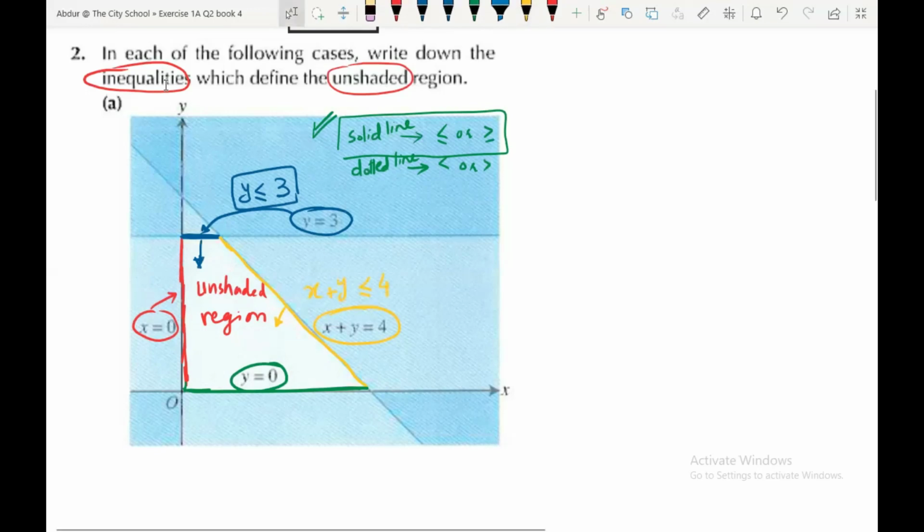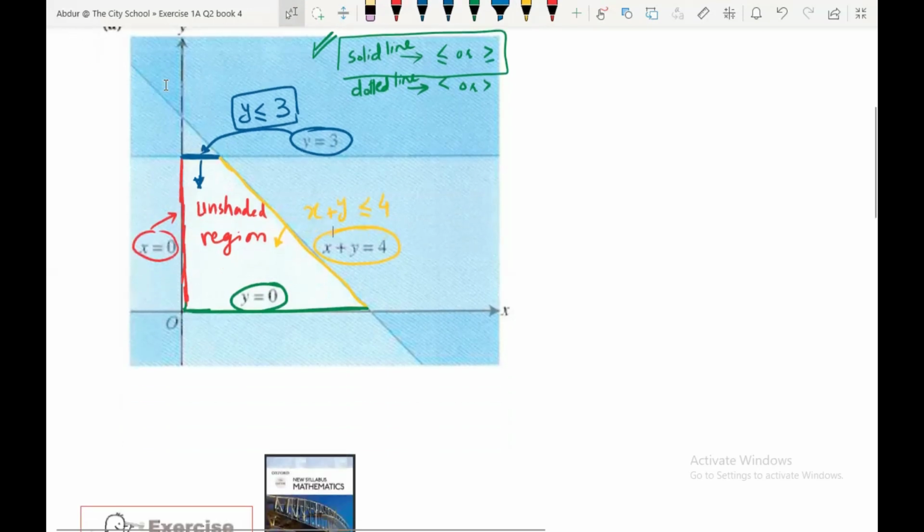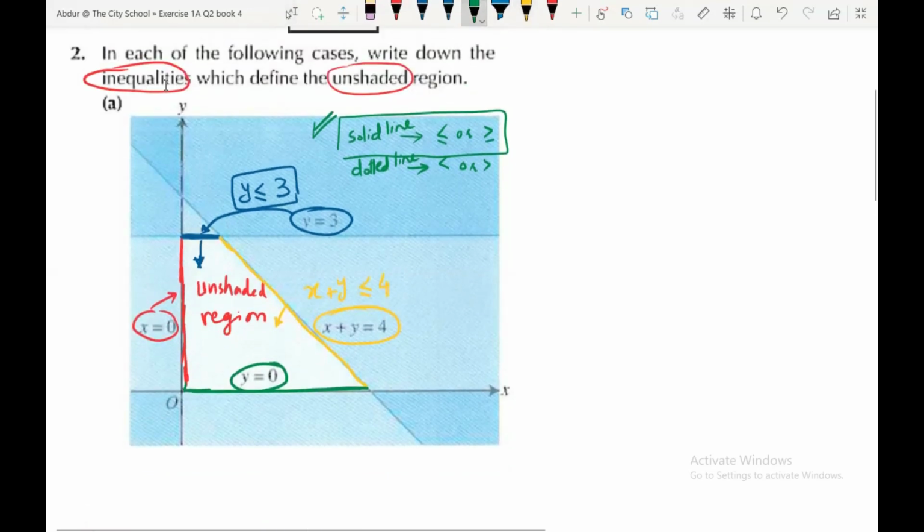Now for the green line, observe the unshaded region is above the green line. The unshaded region is above the green line. So you have to replace this equal to sign with greater than or equal to 0.